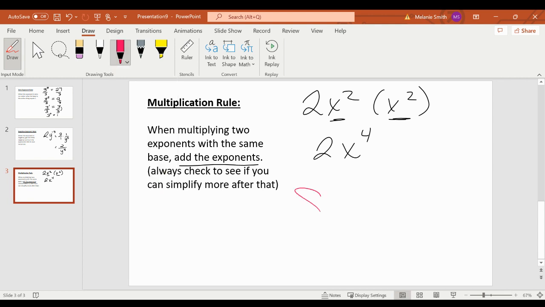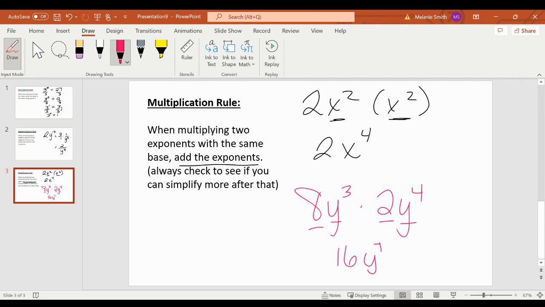If you had something like 8y to the 3rd times 2y to the 4th, 8 times 2 multiplies to give you 16. Y to the 3rd times y to the 4th multiplies to give you y to the 7th.